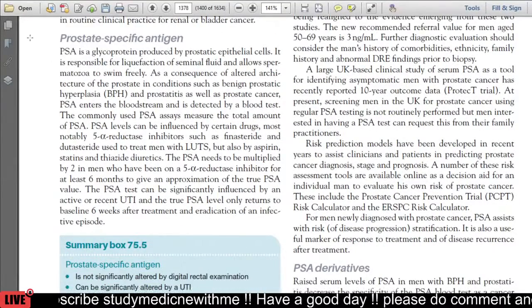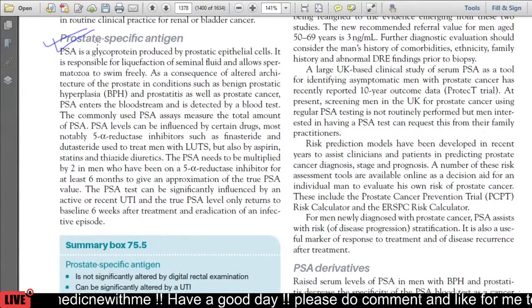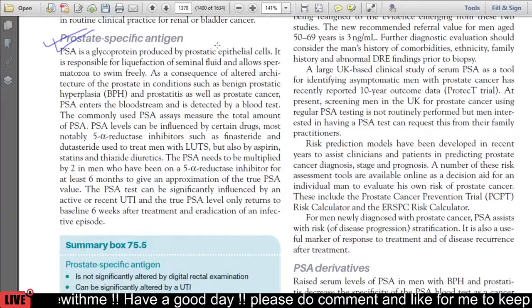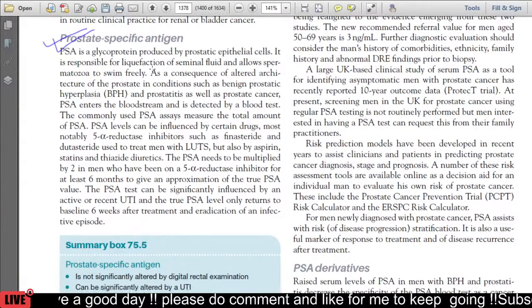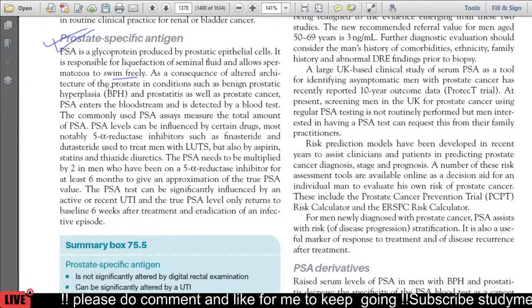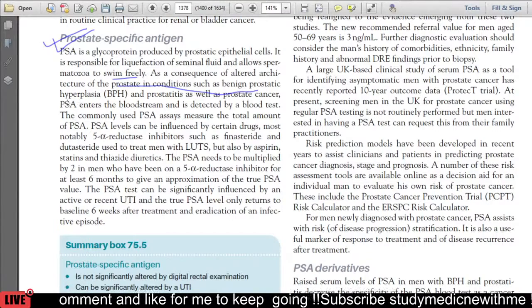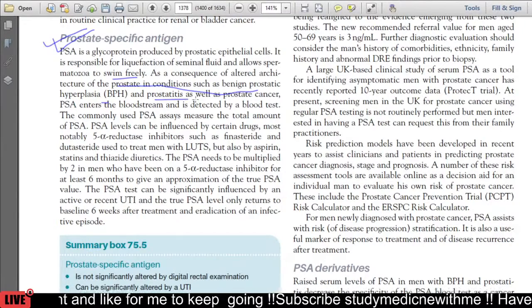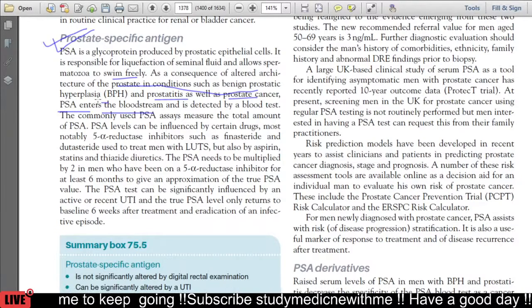Prostate specific antigen is very important in the case of prostate cancer. Prostate specific antigen is a glycoprotein produced by the prostatic epithelial cells. It is responsible for liquefaction of seminal fluid and allows spermatozoa to swim freely. As a consequence of altered architecture of the prostate in conditions such as benign prostatic hyperplasia, prostatitis, as well as prostate cancer, PSA enters the bloodstream.